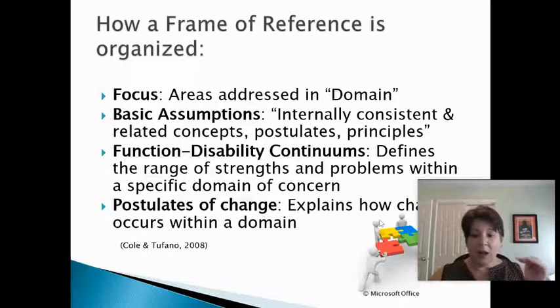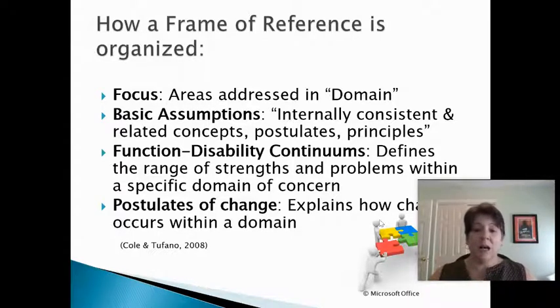You're going to break down each theoretical perspective according to what is their focus, what's it there for, what are the basic assumptions, the principles, the postulates, the definitions, the terms, the relationships that make up this theory? What sets this theory apart from other theories? How do we know that we're looking at biomechanics instead of a theory of motor learning or an applied behavior theory? What are the function and disability continuums?